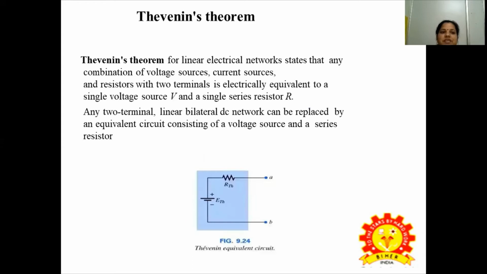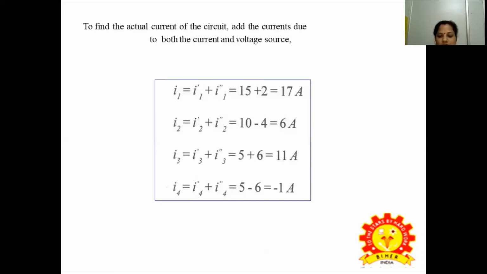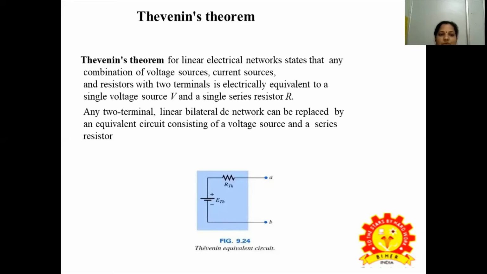So Thevenin's theorem for linear electrical networks states that any combination of voltage sources, current sources, and resistors with two terminals is electrically equivalent to a single voltage source V and a single series resistor. So any two-terminal linear bilateral DC network can be replaced by an equivalent circuit consisting of a voltage source and a series resistor. So this is the equivalent circuit of Thevenin's theorem.